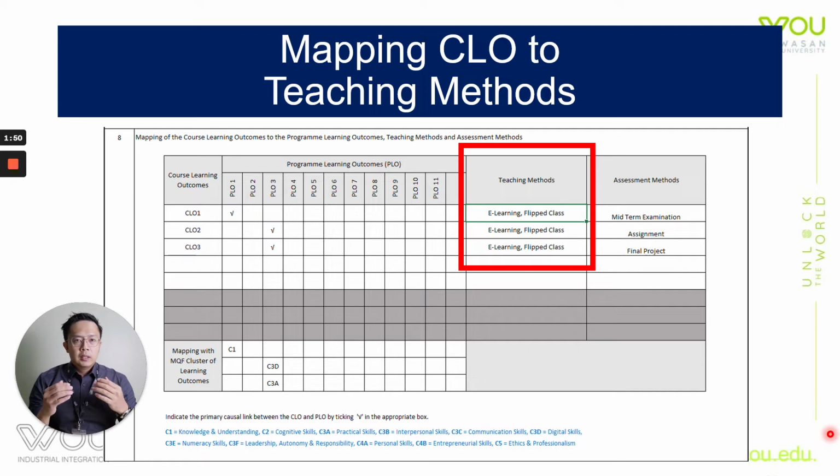In fact, when you're preparing the table, you should know that you need to identify and mention your specific teaching method for each of your course learning outcomes. You can see that this is a screenshot from the latest Table 4 format, where you also have to mention what teaching methods you'll be using to cover each of the CLOs over here.